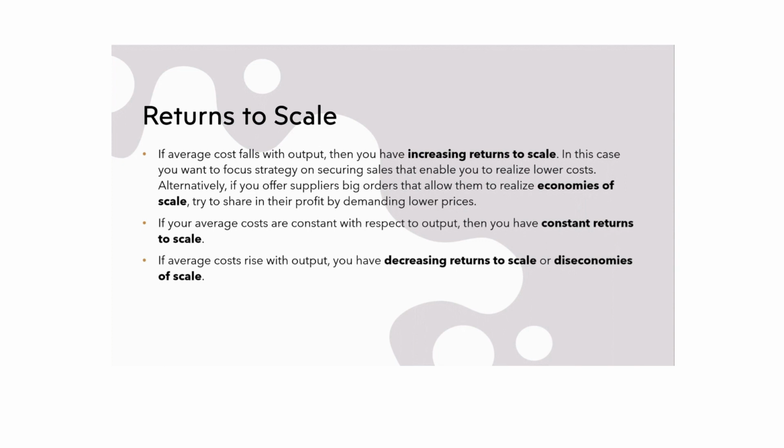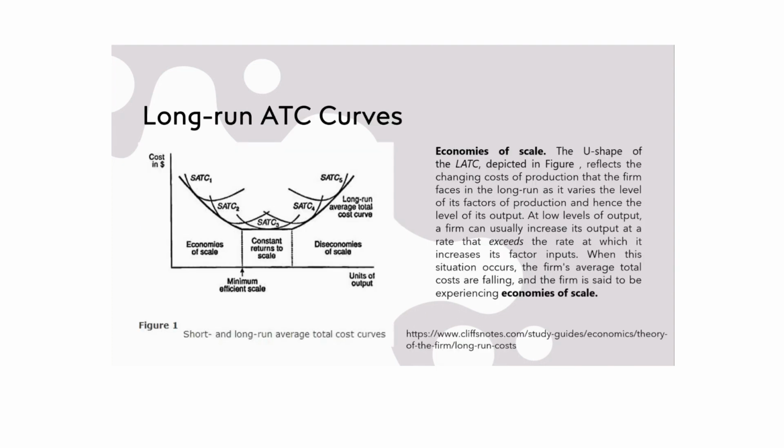And then the third type: with output increasing, AC is also increasing. That's why it's called decreasing returns to scale, sometimes called diseconomies of scale. It's somewhat similar to diminishing marginal returns.